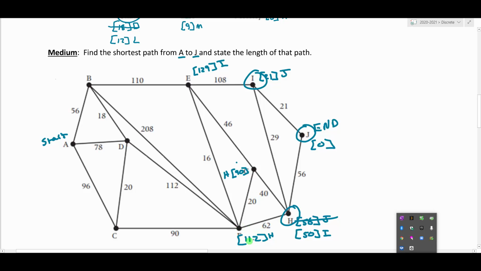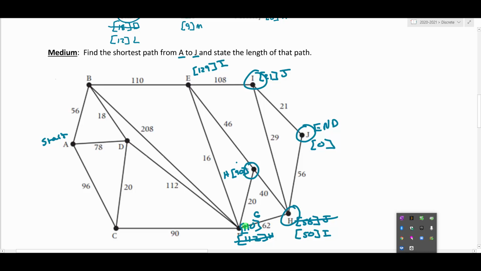So I'm going to replace, right? This is shorter, 110 is shorter than the 112. So I'll say 110 coming through G. Now G is done. Okay, so we got 112, I'm sorry, the 112 got crossed out. So we got 110 and 129.